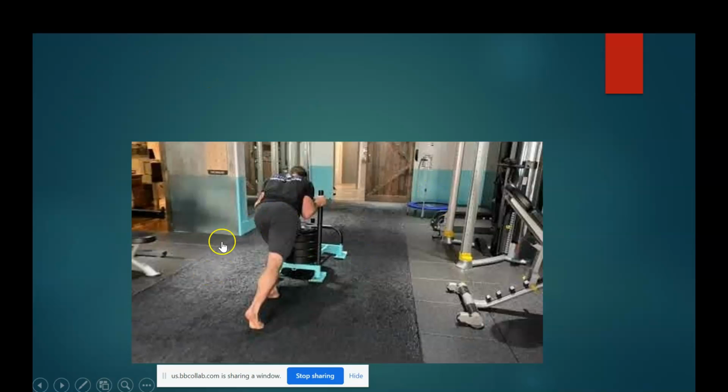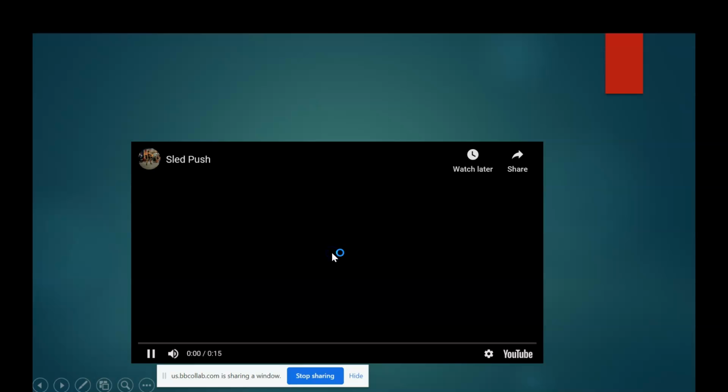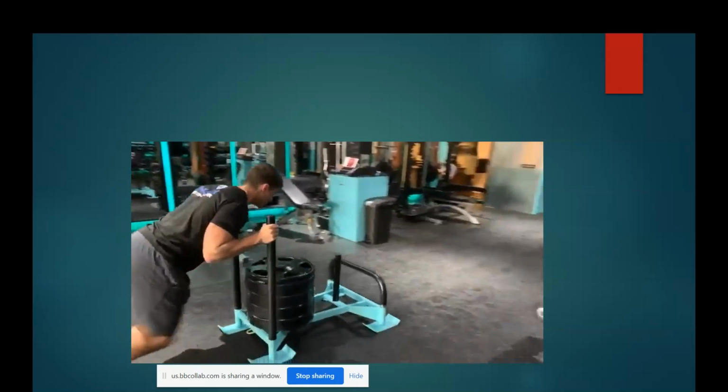Sled pushes are going to be another great exercise that you can do. Again, we're not really loading up the spine at all on this, but we're certainly training the low body. This again is only if you have access to this kind of stuff. So sled push, again, not loading up the spine.